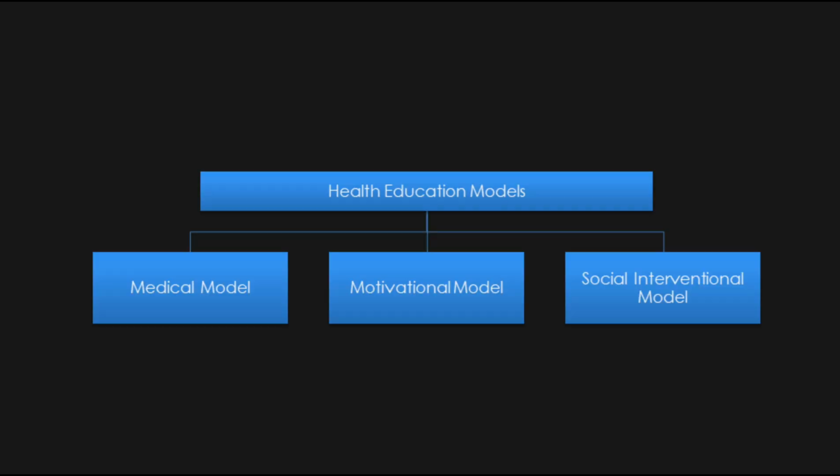So what is health education? Health education is not just about giving information, it is a process that aims to encourage people to want to be healthy, to know how to stay healthy, and to act in ways that maintain health individually and collectively, and also to seek help when needed. So, there are three models of health education: medical model, motivational model, and social interventional model. We'll learn about each model in detail.